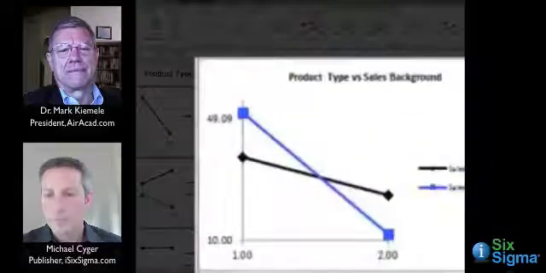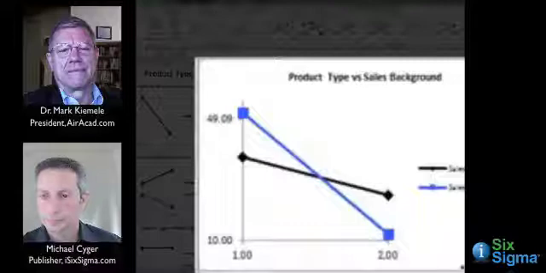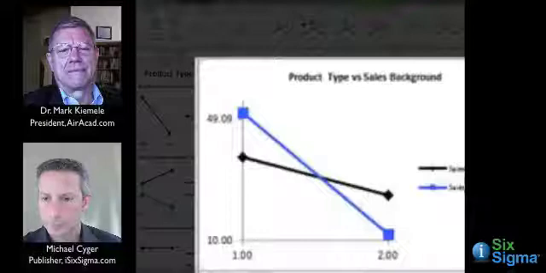There, that's a little bigger. And this is called an interaction plot between product type, which is on the horizontal axis, and sales background, which is the color-coded line. So you have two lines, a black line and a blue line. Black is for sales background 1, blue is for sales background 2.